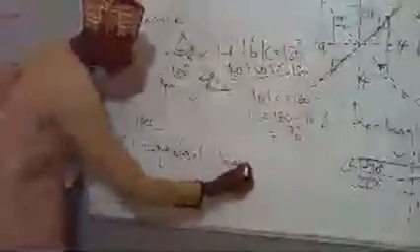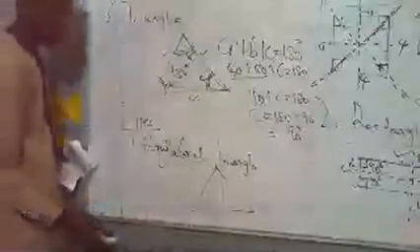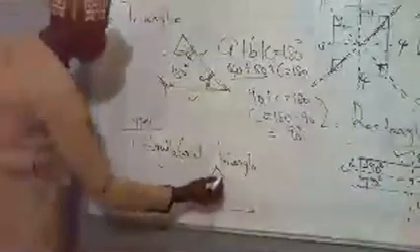Equilateral triangle. An equilateral triangle is a triangle that has all its sides equal.